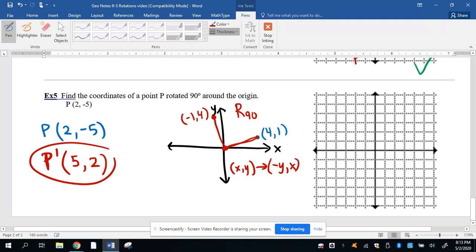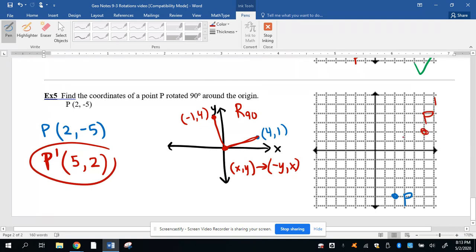We're done. But I am not going to finish right now because I want to show you, verify that we indeed did this. Over 2, down 1, 2, 3, 4, 5. That is P. And then P prime, we got to be over 5, 1, 2, 3, 4, 5, up 2.